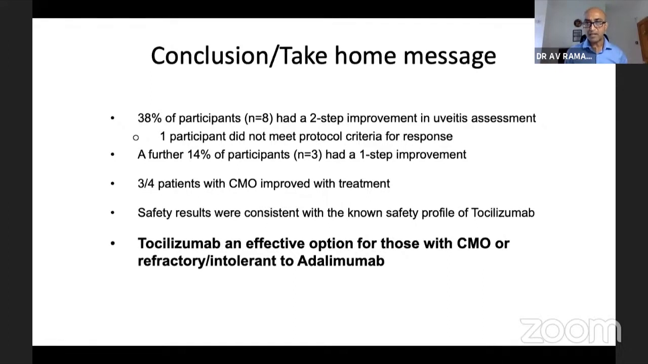For cystoid macular edema, really with tocilizumab, there was dramatic improvement both in our trial cohort as well as in our clinical experience, as well as in other people's clinical experience. So tocilizumab is an effective option for those with cystoid macular edema or with uveitis, which is refractory or intolerant to adalimumab.